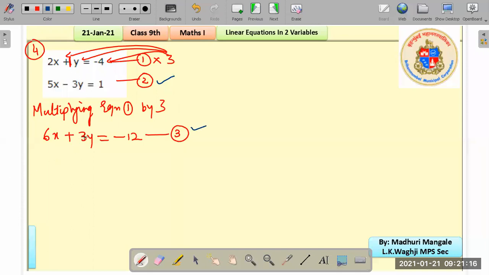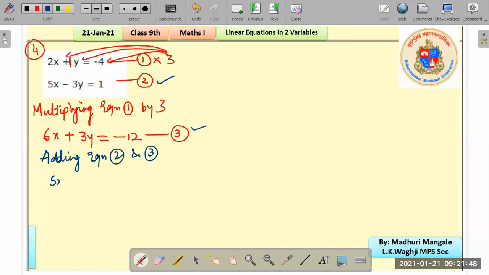Now look at equation 2 and equation 3. The y terms are the same. Look at it, minus 3y and plus 3y. So what should be done? Should we add or should we subtract? Adding will cross them out, isn't it? Plus 3y and minus 3y makes it 0. So adding those two equations, the step will be adding equation 2 and 3.